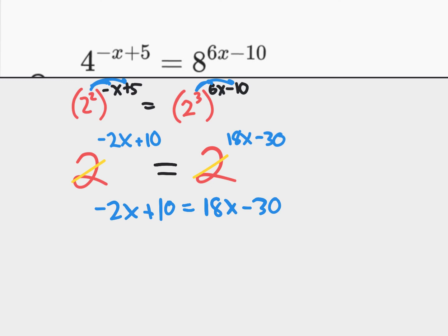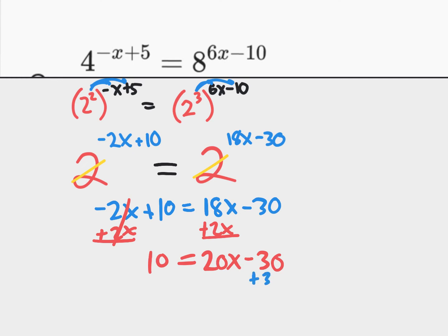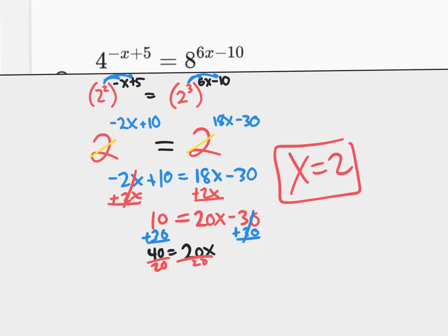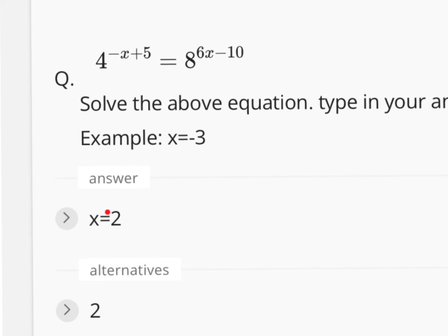Now you solve this equation simply by adding 2x here, adding 2x over there, giving you a 20x minus 30 equals 10. And then we move the 30 by adding 30, adding 30. You're going to end up with 40 equals 20x. We're going to divide by 20, and we will get x equals 2. So that's your answer for this question. And as you could see, the answer is x equals 2, no spaces, or you could just type in a 2, and that's it. Let's move on.